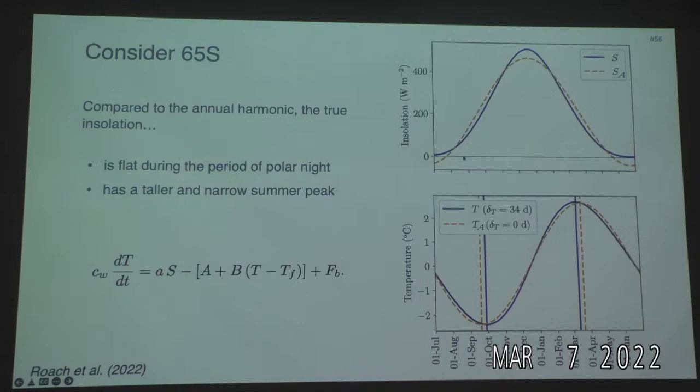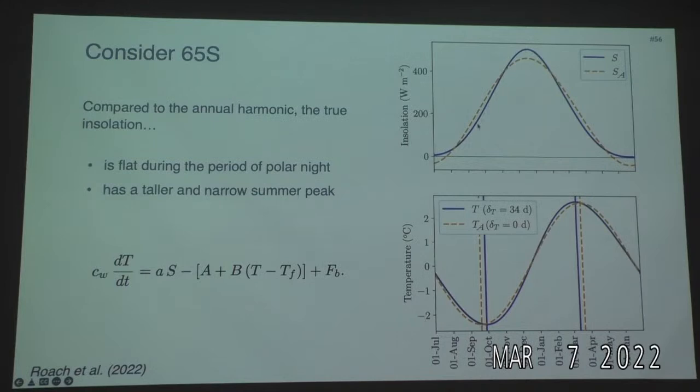So if we zoom in to 65 degrees south, in this figure on the top right, the blue line shows the true insolation, and the yellow dashed line shows the annual harmonic of that cycle. You can see that, compared to the annual harmonic, the true insolation in blue goes flat during the period of polar night, where the annual harmonic goes negative, and it is also taller and has a narrower summer peak.